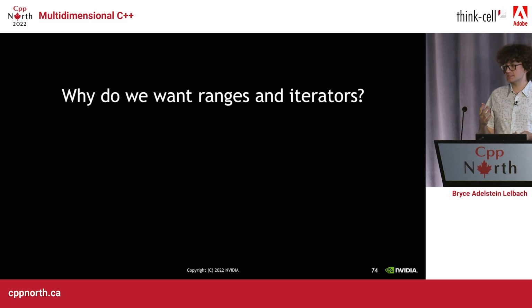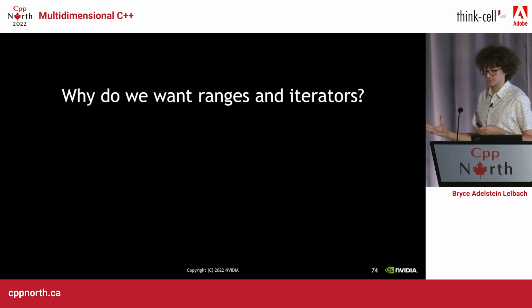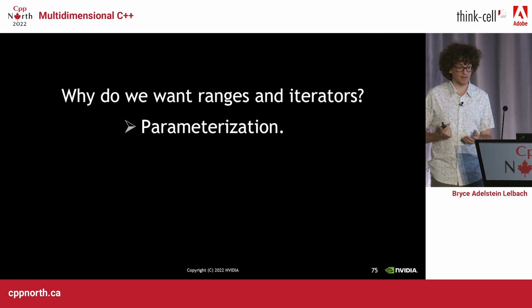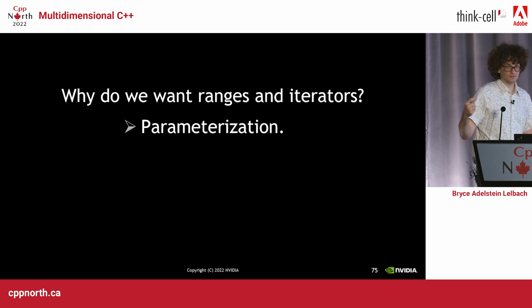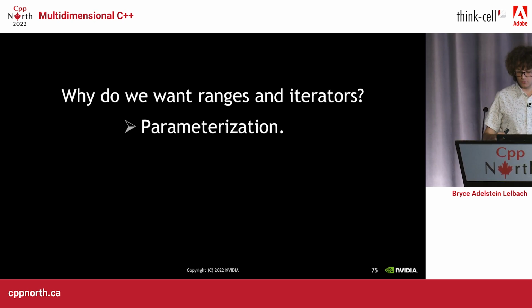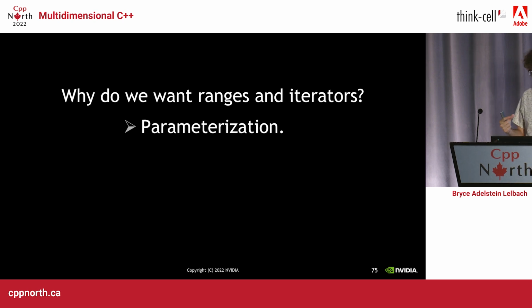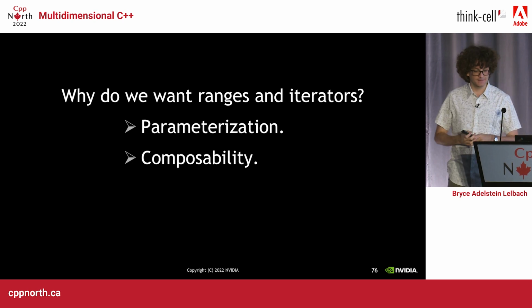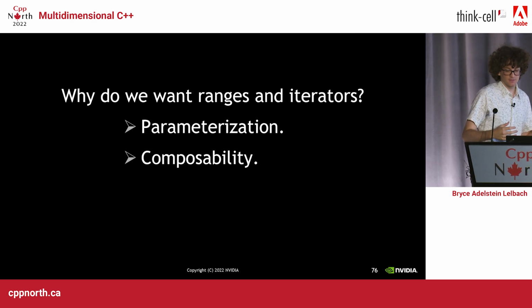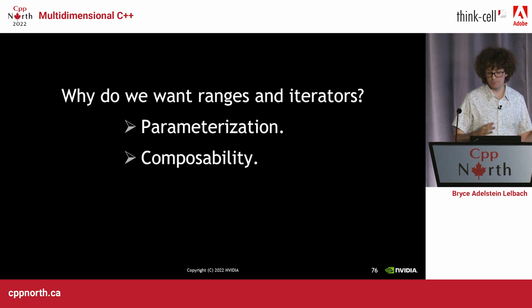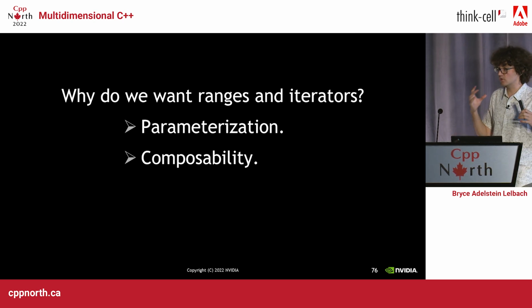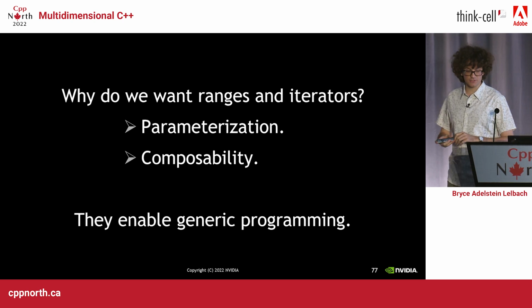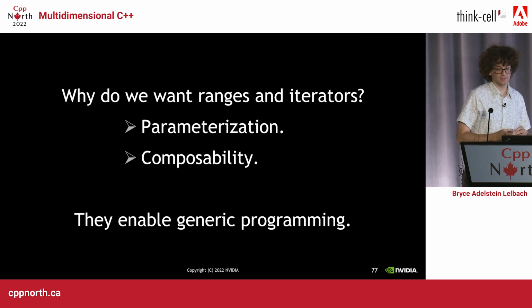So what makes C++ ranges and iterators so enduring? I think there's a few different things. First of all, there's parameterization. The iterator and range idioms allow us to lift iteration out of an algorithm, allowing users to customize how iteration is performed. There's also composability. Ranges can be composed together to build more complex patterns from a core set of primitives. So ultimately, ranges and iterators enable us to write generic code.